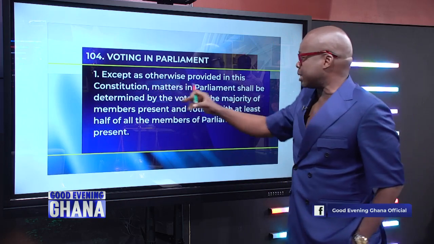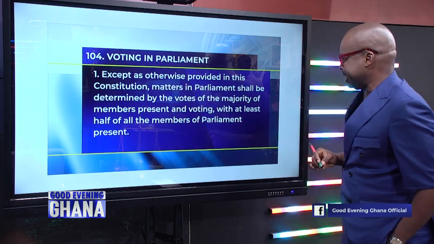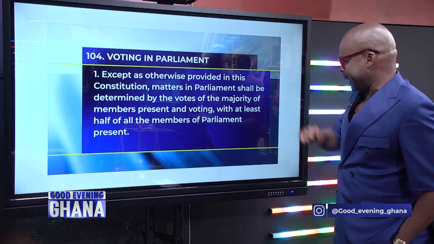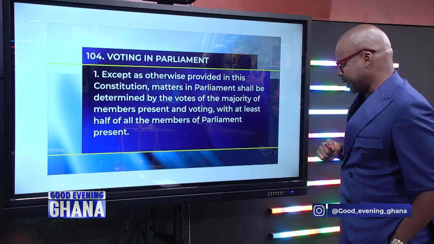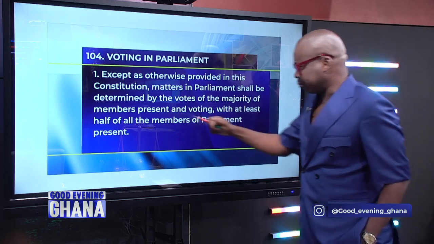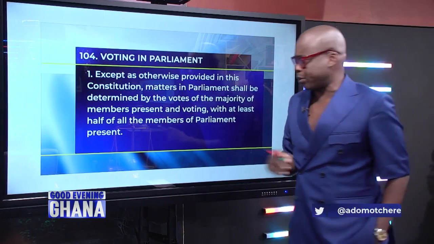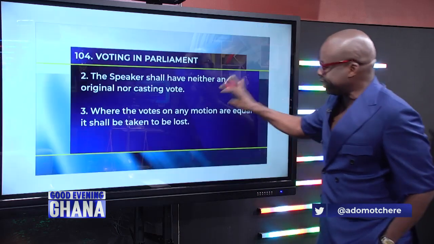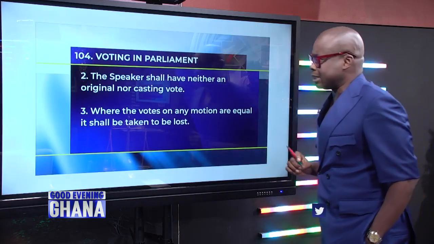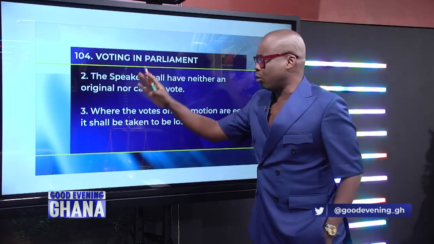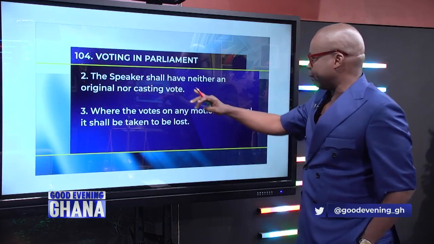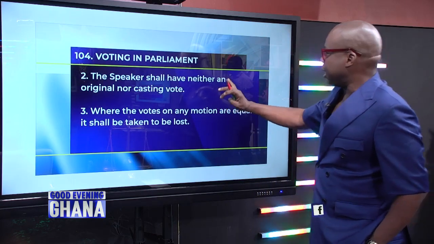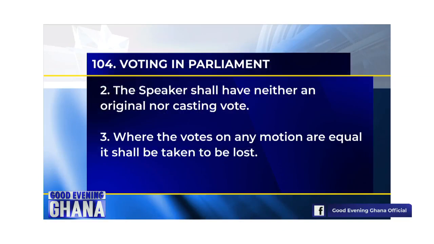Let's read it again. Except as otherwise provided in this Constitution, matters in Parliament shall be determined by the votes of the majority of members present and voting, with at least 1/2 of all the members present. Now, how do we count the 1/2? Let's move on. Let me show you something. This is also another part that is stoking a lot of controversy. Article 104(2): The Speaker shall have neither an original nor a casting vote. The Speaker of Parliament shall have neither an original nor a casting vote.